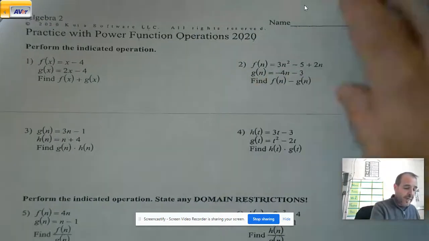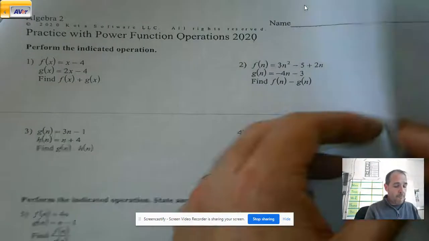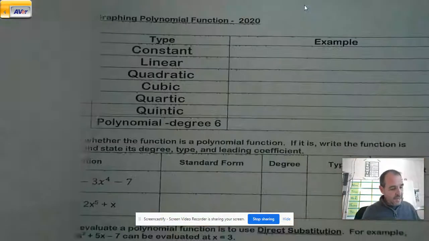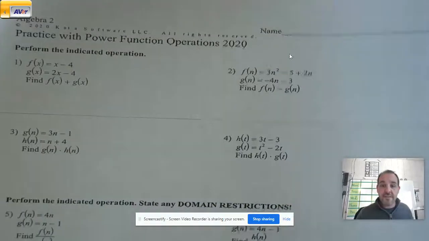So that will wrap us up here for our power functions lesson. Next time we'll be taking a look at graphing some of these, so stay tuned.